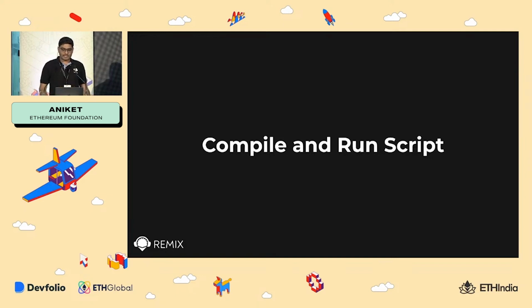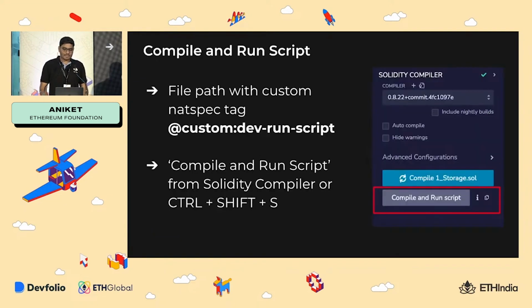Now we will see the use cases of it, how it can be helpful during hackathons and the quick development process. What Remix provides is that you can integrate a particular script with your smart contract. How can you do that? You can use this custom defined natspec tag. The natspec tag shown here is custom dev run script, and then you give the path of your script.